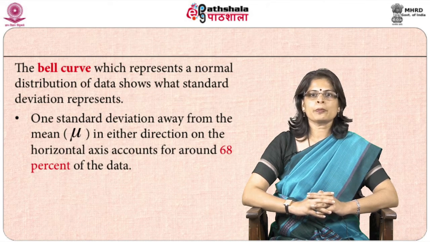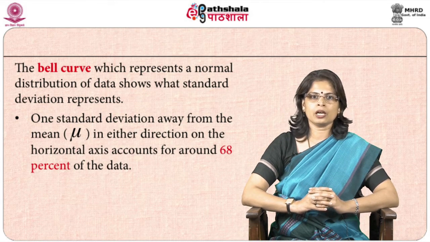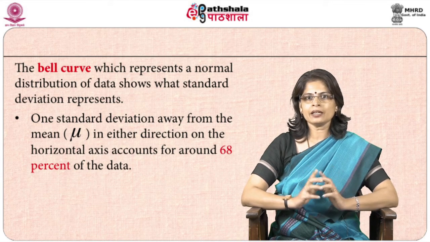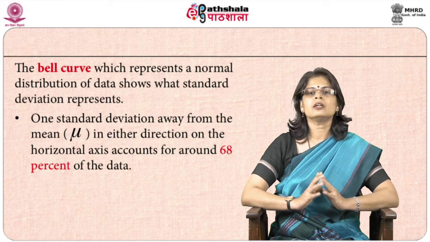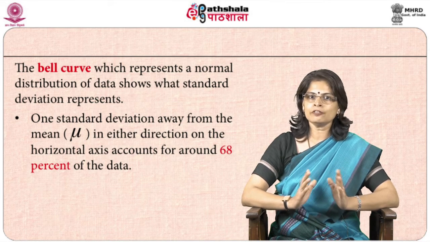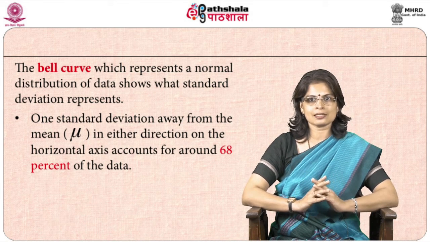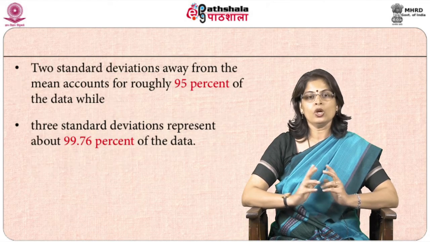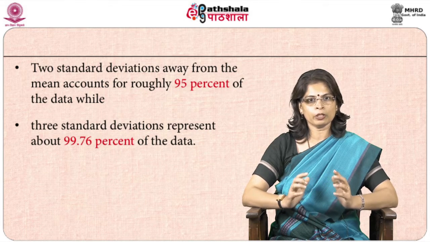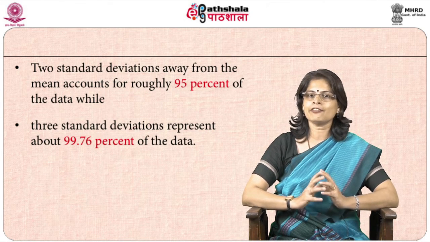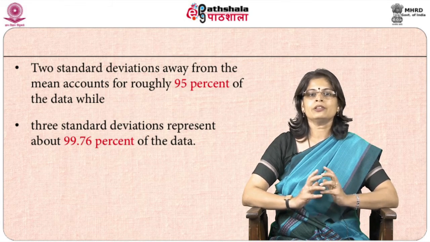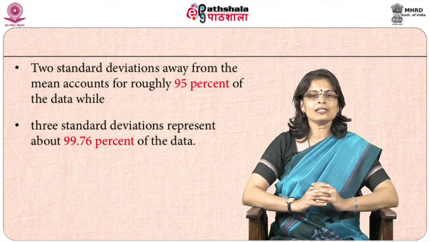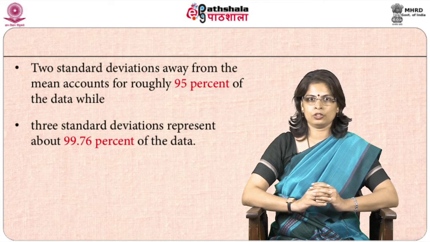The bell curve, which represents a normal distribution of the data, shows what the standard deviation represents. One standard deviation away from the mean, that is mu, in either of the directions on the horizontal axis accounts for around 68% of the data. Two standard deviations away from the mean accounts for roughly 95% of the data, while three standard deviations represent about 99.76% of the data values.